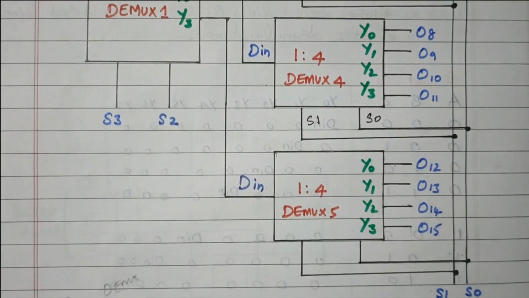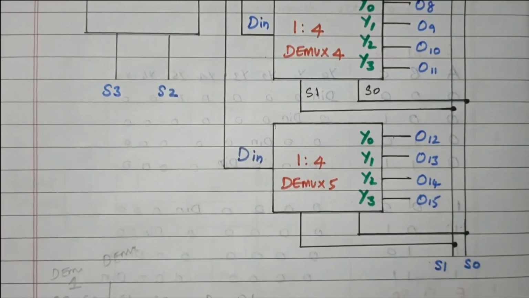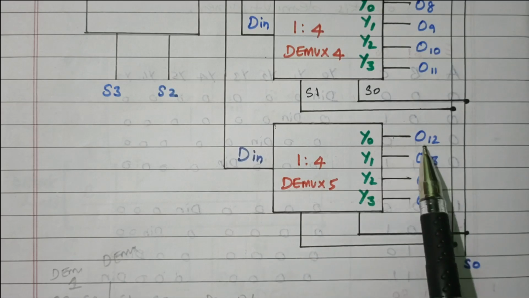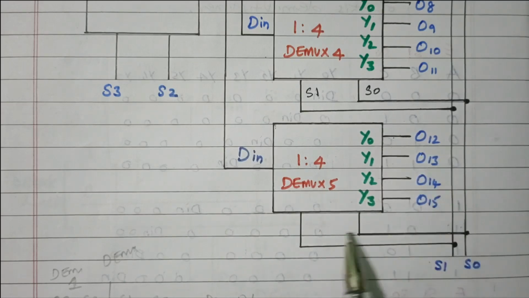Then the selection line 1 1 means this fifth dmux will be enabled. Again here see, S0 and S1 are connected. 0 0 means D12, 0 1 means D13, 1 0 means D14, 1 1 means D15 will be enabled. In that case the remaining outputs are 0.